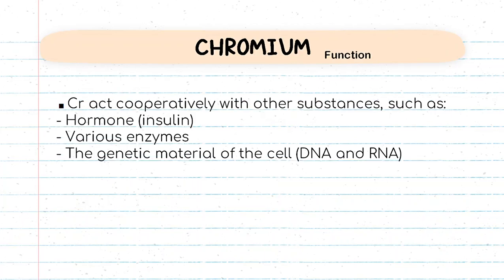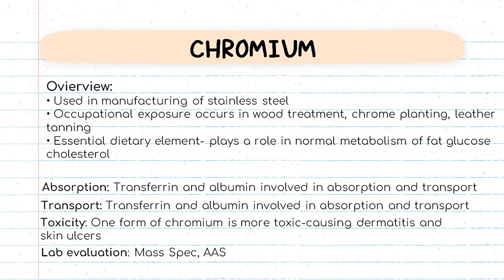The function of chromium is to act cooperatively with other substances such as the hormone insulin, various enzymes, and the genetic material of the cell, DNA and RNA. Overview of chromium: used in manufacturing of stainless steel. Occupational exposure occurs in wood treatment, chrome plating, and leather tanning. It is an essential dietary element that plays a role in normal metabolism of fat, glucose, and cholesterol.